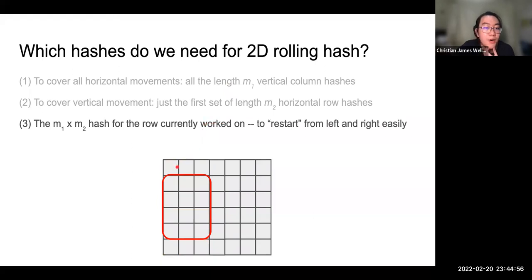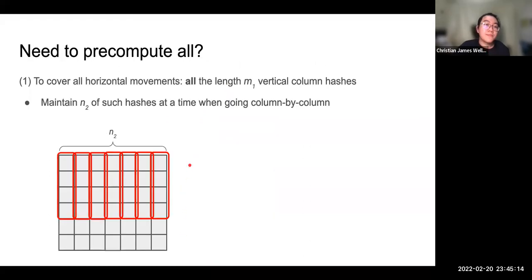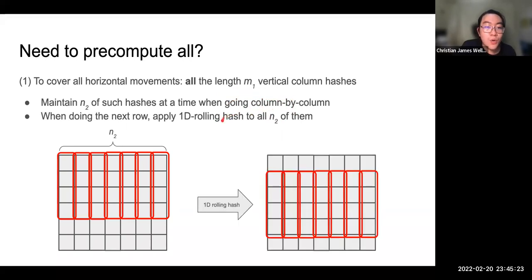And of course, we need the current hash. So we need the M1 by M2 hash for the row currently worked on so that we can restart from left to right easily. We can compute this using the vertical row hash, so that we can roll down. So, do we need to pre-compute all of them? We can maintain N2 of such hashes at a time when going column by column. When doing the next row, apply 1D rolling hash to all N2 of them.